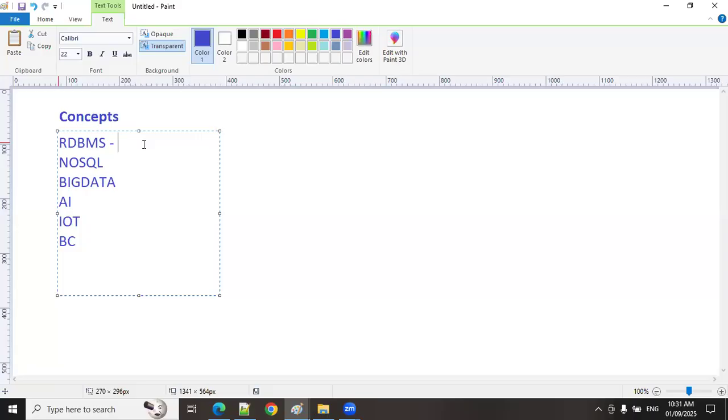Take any concept, it will be there in the industry for at least 20 to 30 years. But it will take a long time to settle in the IT industry. When did RDBMS come, guys? 1980s.